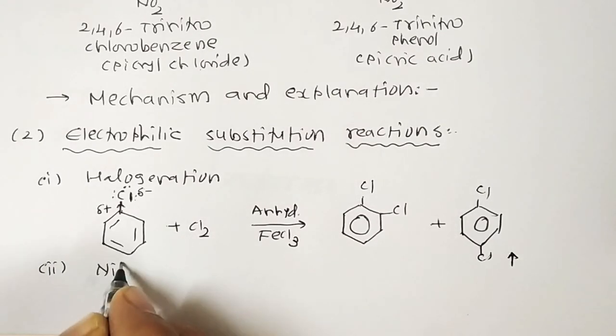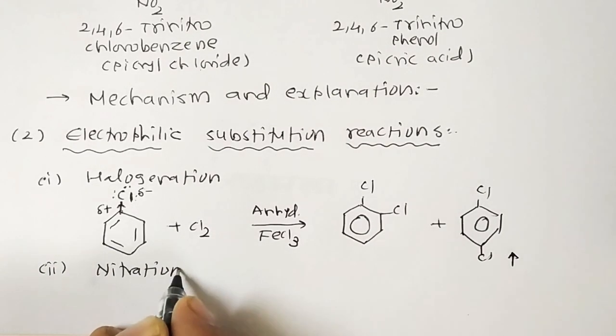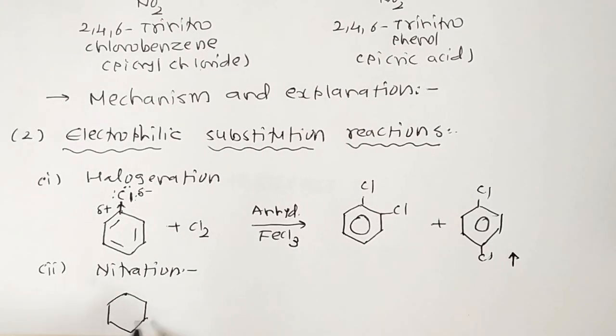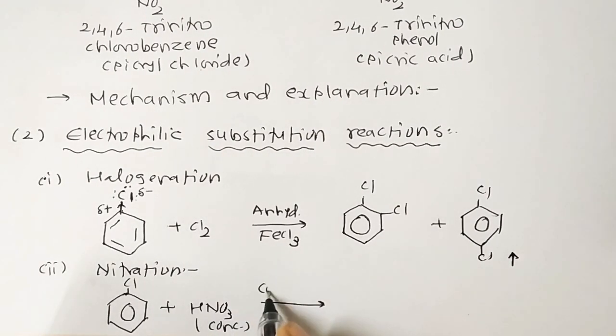Number two reaction is called the nitration reaction. What we have to observe in the nitration reaction, when chlorobenzene reacts with concentrated HNO3, because in nitration we take concentrated HNO3 and concentrated H2SO4. Firstly they combine with each other and form NO2+, and this NO2+ electrophile is attracted by the pi electron cloud of the phenyl ring at ortho and para positions.